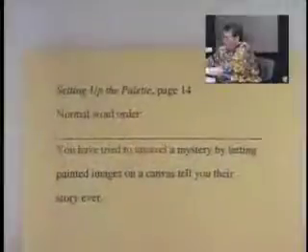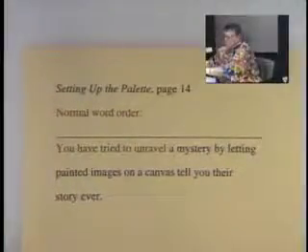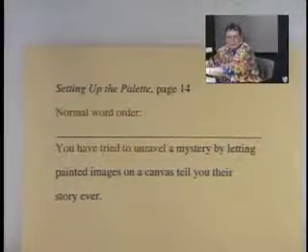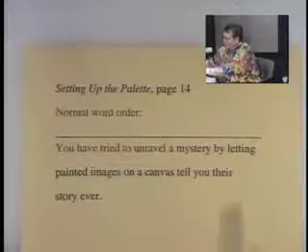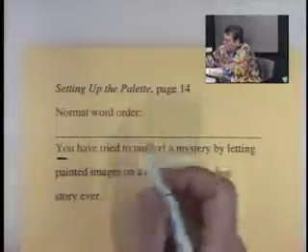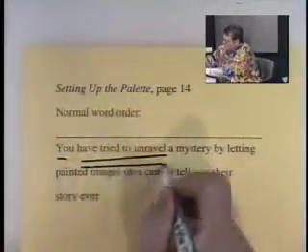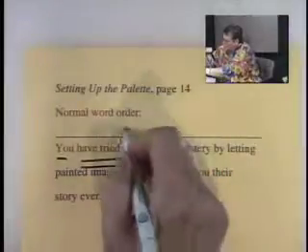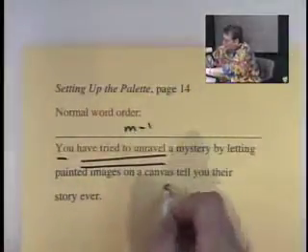In the case of the other example that we just looked at, and I want to make a comment about this one, you have tried to unravel a mystery by letting painted images on a canvas tell you their story. Ever, your subject is you, and your verb is have tried to unravel. Normal word order, easy to see now, a main clause, a simple sentence.